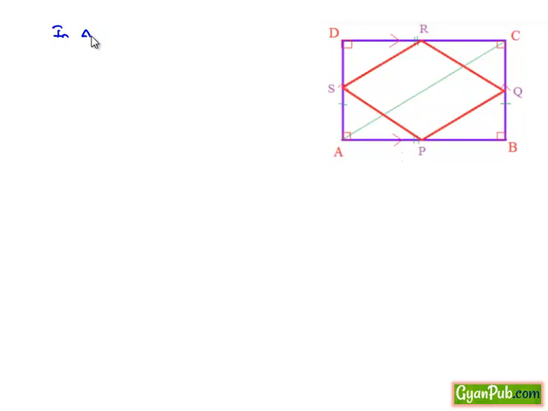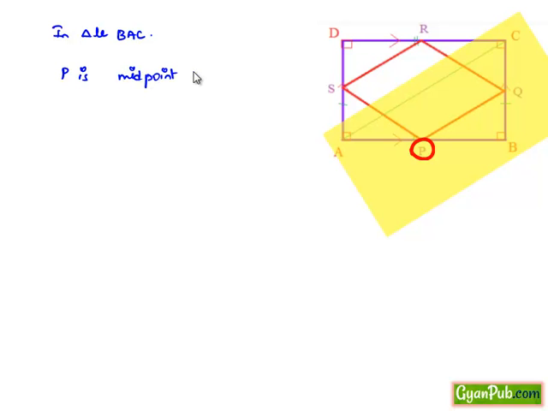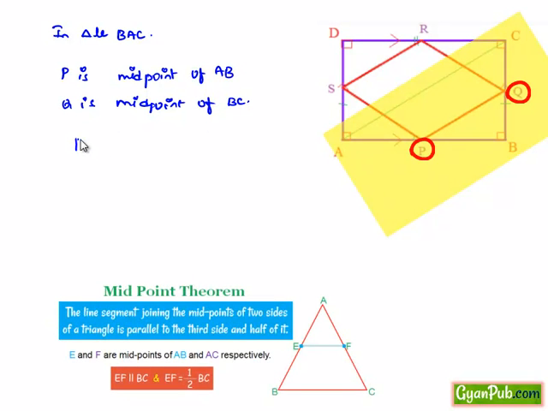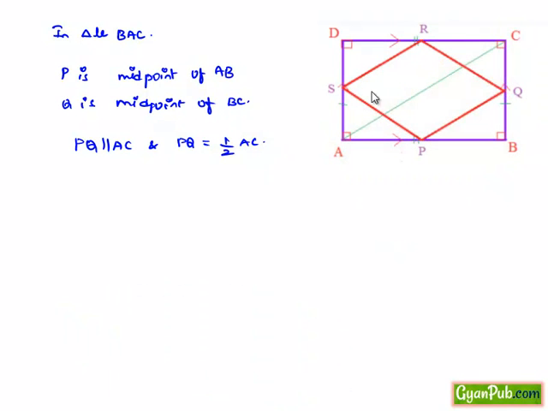Now in triangle BAC, P is the midpoint of AB and Q is the midpoint of BC. So here by the midpoint theorem we can say that PQ is parallel to AC and PQ will be half times AC. Initially when we considered triangle DAC, we got that SR is equal to half AC, and here we got PQ is equal to half AC. So we can say SR is equal to PQ.